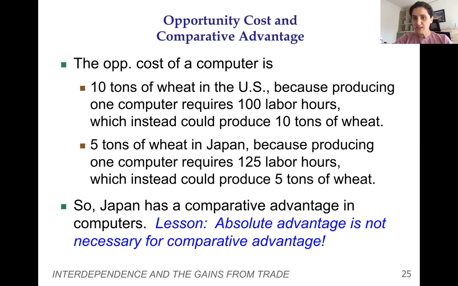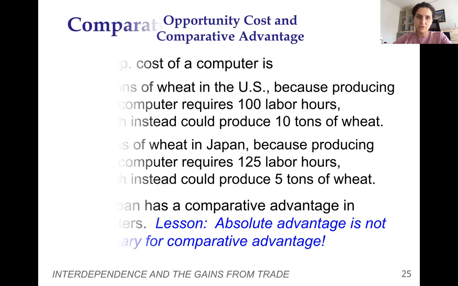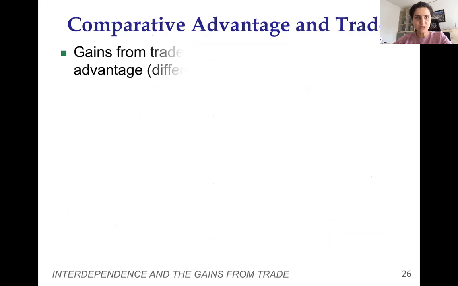So what is the lesson? Absolute advantage is not necessary for comparative advantage. We know that US has absolute advantage in producing both goods. Nevertheless, Japan has a comparative advantage in producing computers. Then while deciding which country produces which good, we are looking at the comparative advantage, right? Remember the example that we solved, Japan was producing only computers.